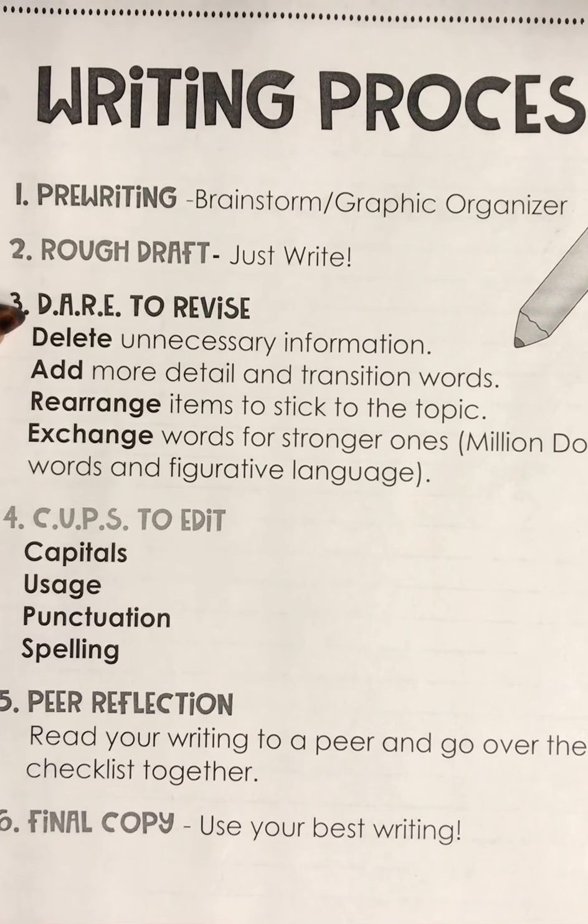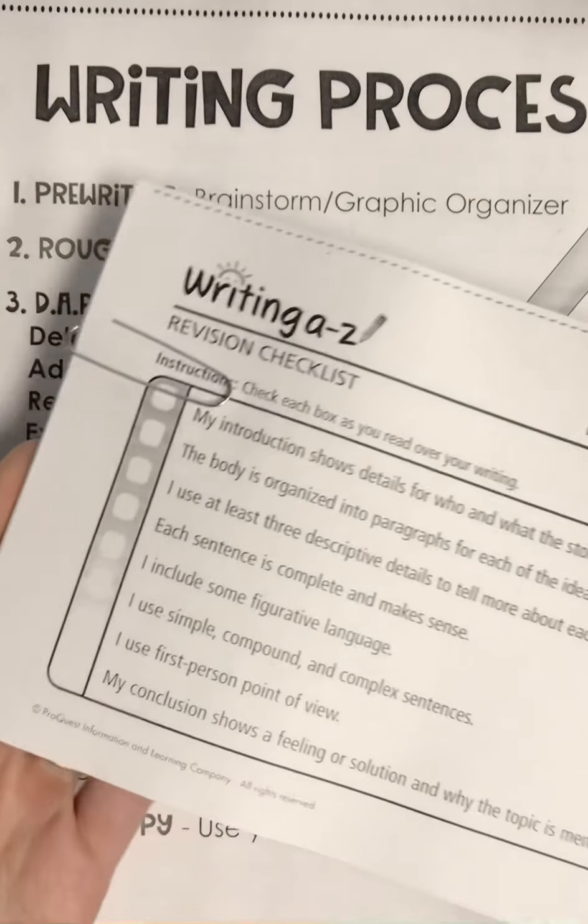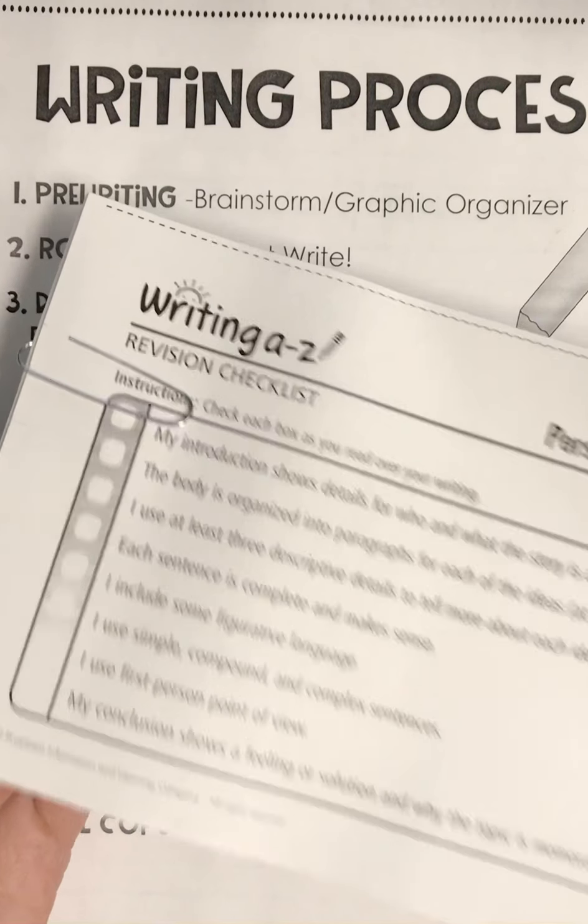Then, after you've done DARE to revise, you're going to do CUPS to edit. You're going to check for capitals, usage, punctuation, and spelling. Then you're going to move on to peer reflection or have the teacher read it. You're going to read your writing to a peer and go over the checklist together. Your checklist will look something like this next week.